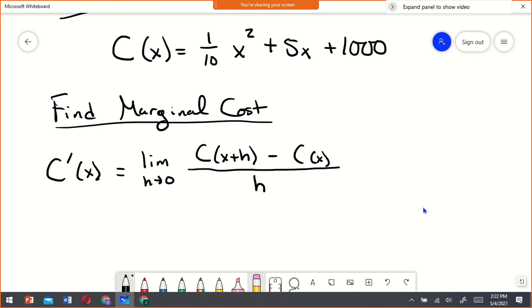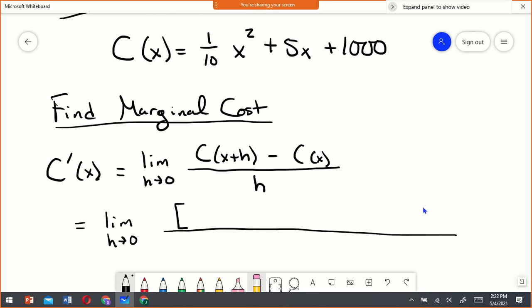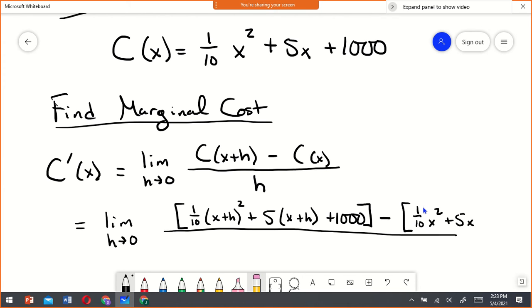Now we can plug in x plus h everywhere that x was located, and then our function as it stands. So let's get started there. The limit as h goes to 0, and this is going to be a big ugly fraction, right? So we have C of x plus h. I'm going to put it in brackets just to section it off: 1/10 times x plus h squared plus 5 times x plus h plus 1,000. So that's my C of x plus h. I'm subtracting the function the way that it appears, the regular cost function, 1/10 x squared plus 5x plus 1,000.